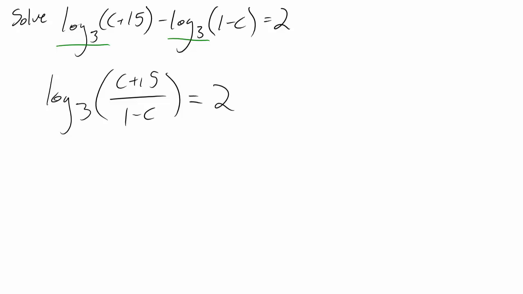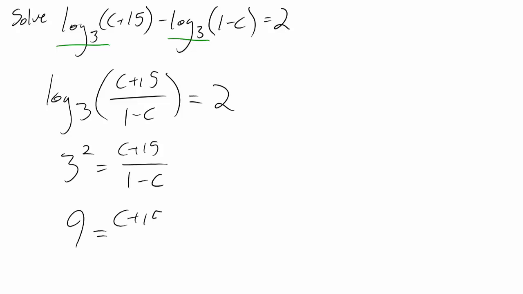All right, now we're going to use our definition of a logarithm. So we're going to have 3 raised to the second power to equal whatever was inside of our log, which in this case was our (c + 15)/(1 − c). Now, 3 squared is just 9 to equal our (c + 15)/(1 − c).